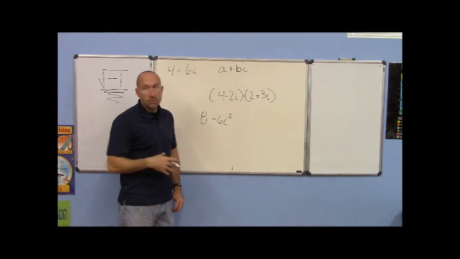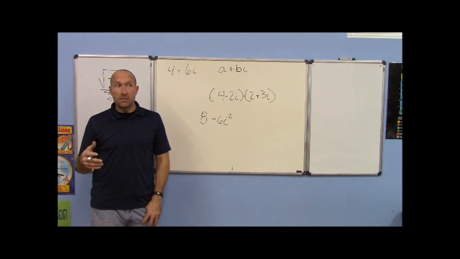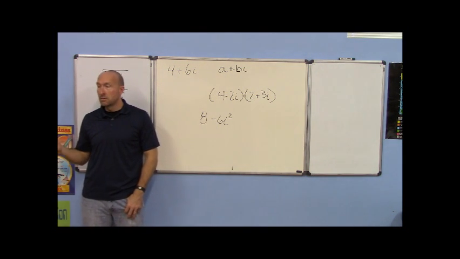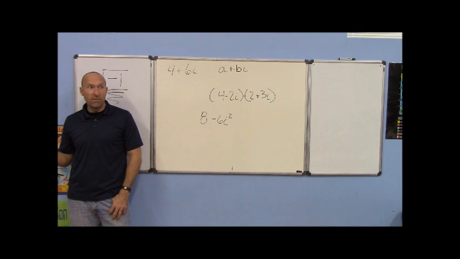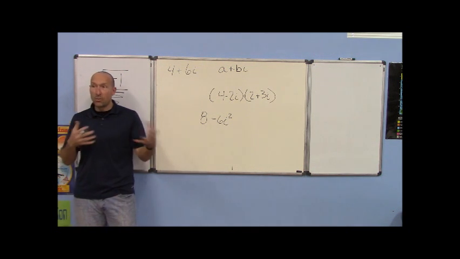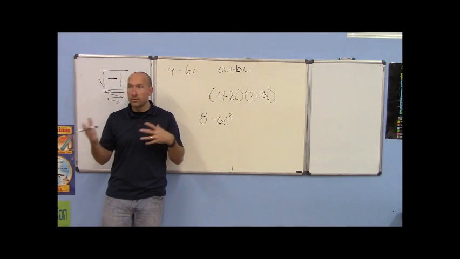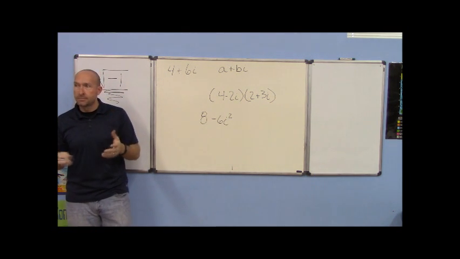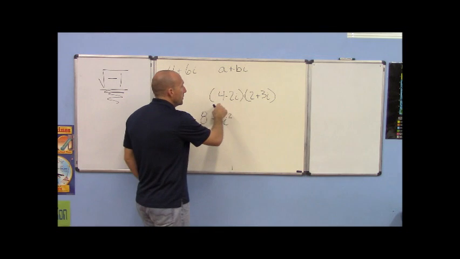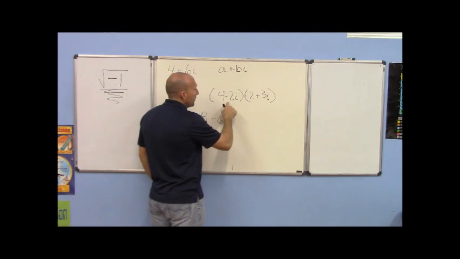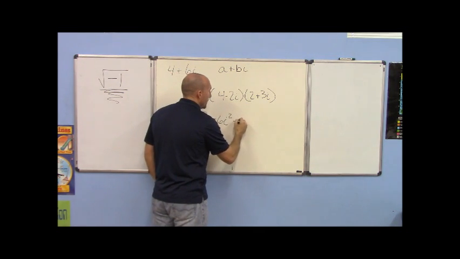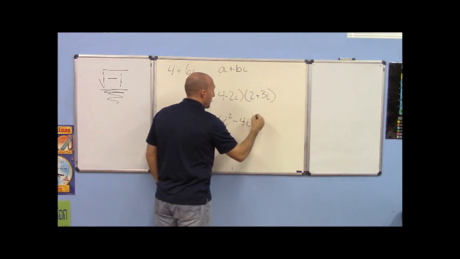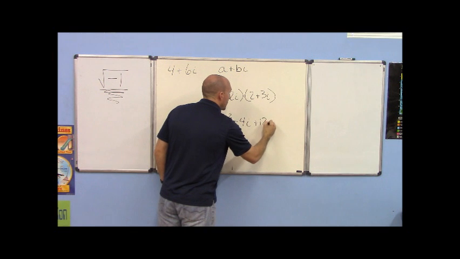Then we can do, and you can do FOIL, you can do FLIO, you can do FIOL, you can do LOIF if you want. It doesn't matter what order you do the F and the I and the O and the L, just as long as you do them independently. So then we do our inners, negative 2i times positive 2, which is minus 4i. And then our outers, 4 times 3i, which is positive 12i.